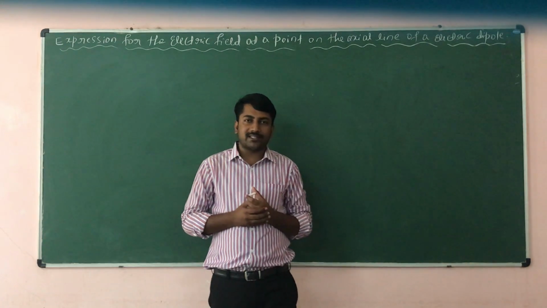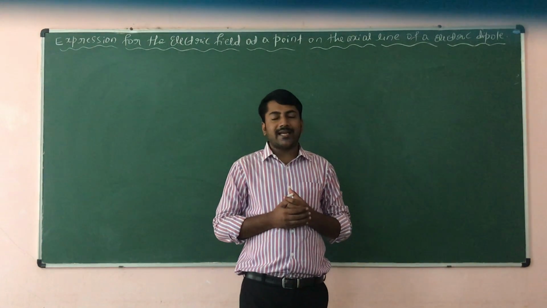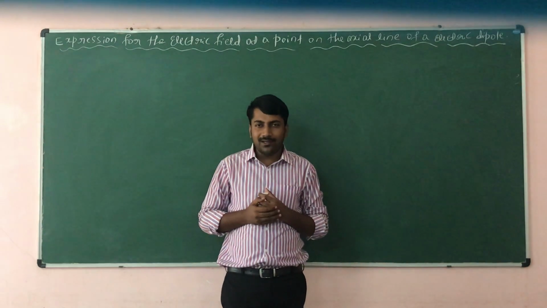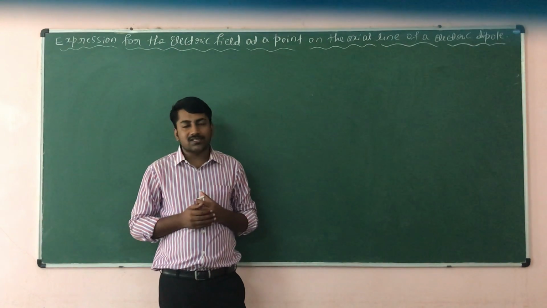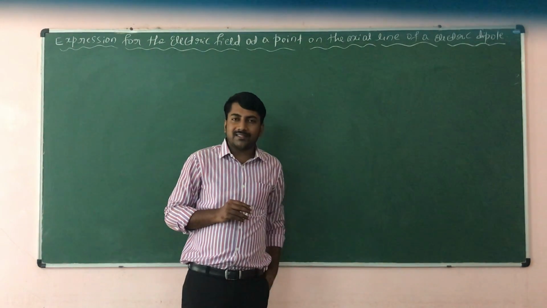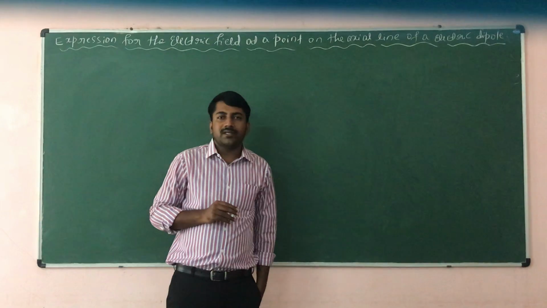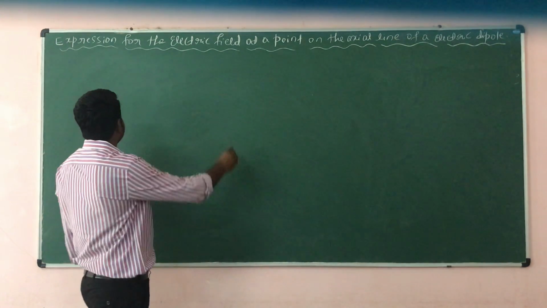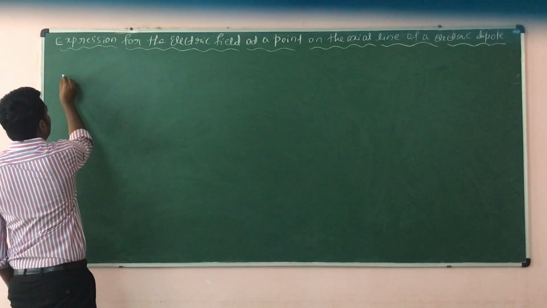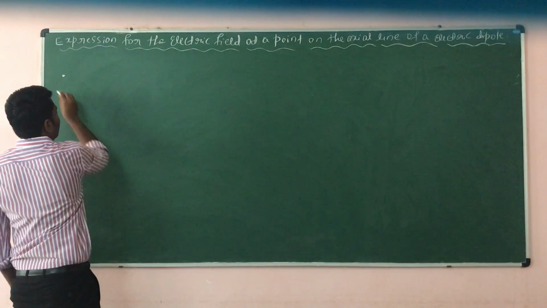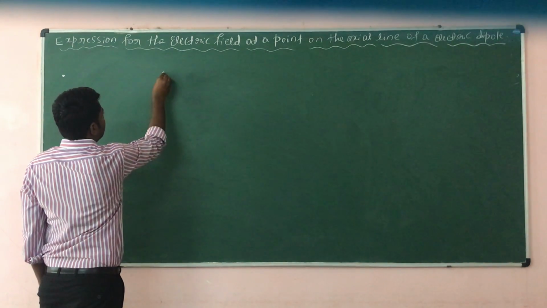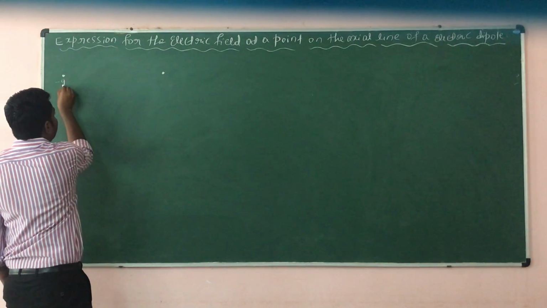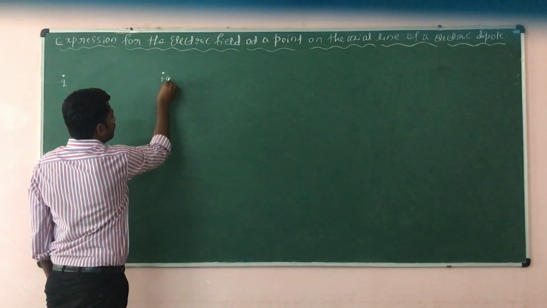Now I am going to find the electric field at any point on the axis of the electric dipole. Electric dipole means a pair of equal and opposite charges separated by a small distance. Now I consider two point charges and a line joining the negative charge to the positive charge.